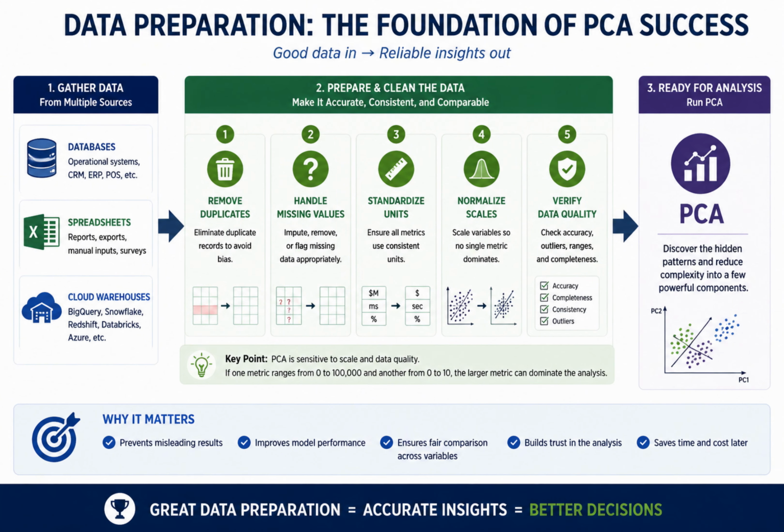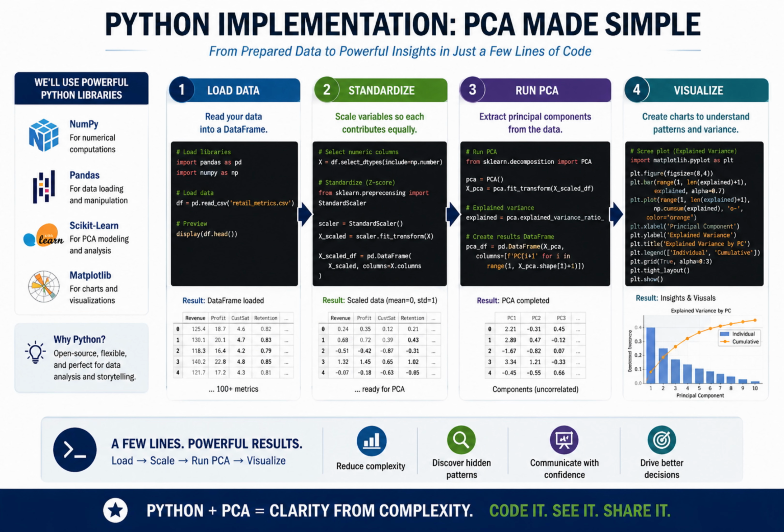Once the data is clean, standardized, and ready for analysis, it's time to run PCA in Python. Python implementation. PCA made simple. Once the data is prepared, Python makes PCA surprisingly simple. Using libraries such as Pandas, NumPy, scikit-learn, and matplotlib, the entire workflow can be completed in just a few steps. First, load the data into a data frame. Next, standardize the variables so every metric contributes fairly. Then, run PCA to extract the principal components. Finally, visualize the results using charts and plots.